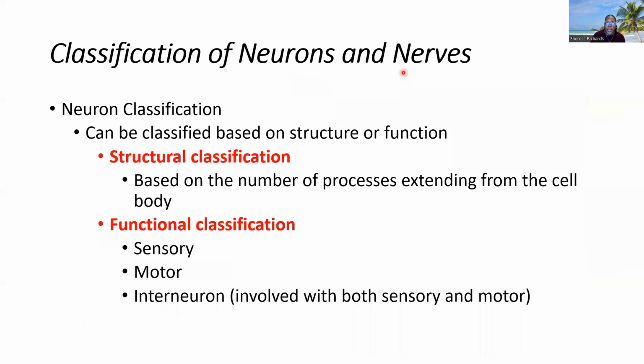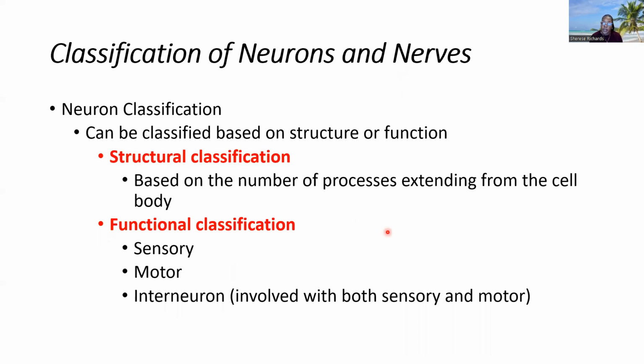All right. Now we can classify neurons based on structure or based on function. Structural classification will depend on how many axon processes are extending from the soma of the neuron. So we can have unipolar neurons, pseudopolar neurons, multipolar neurons, which will have a lot of different locations and different functions. Now, as far as the functional classification, we can divide neurons based on what type of role they play in the nervous system communication.